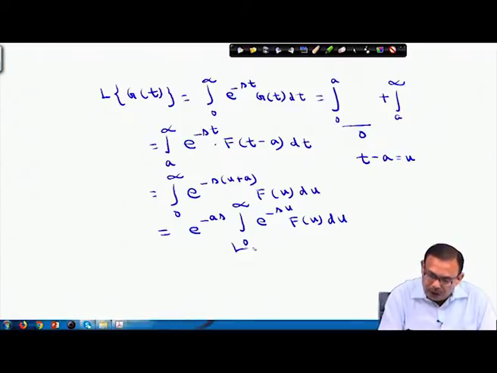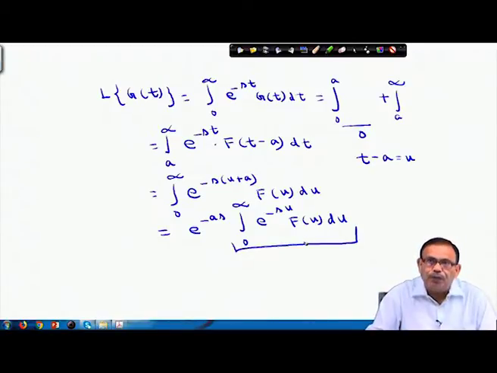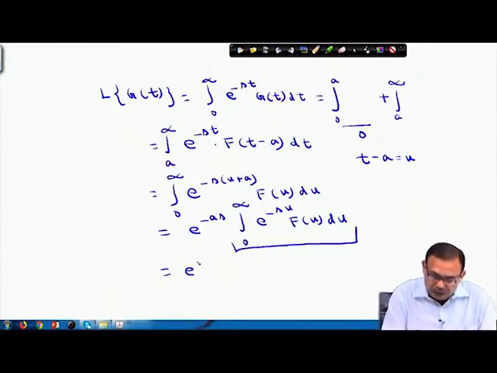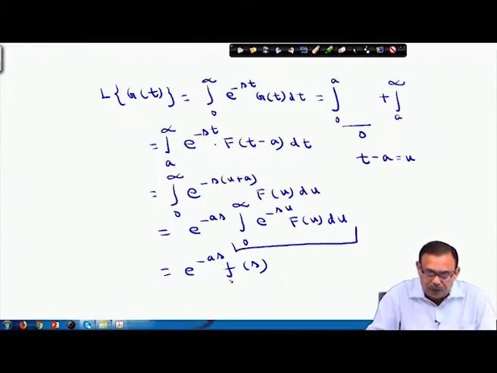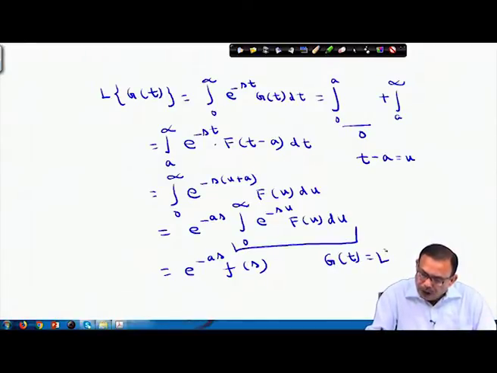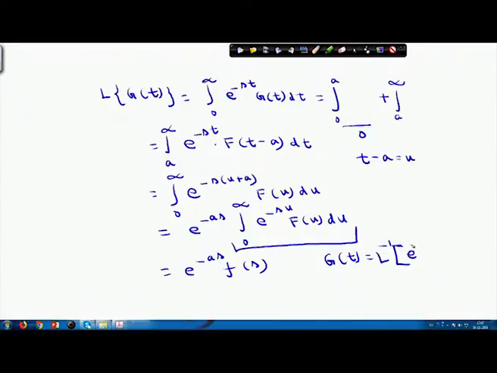This term is nothing but the Laplace transform of f(u), because the integral from 0 to infinity of e to the power minus s u into f(u) du is F(s). So the Laplace transform of g(t) equals e to the power minus a s into F(s), or in other words, g(t) equals the Laplace inverse of e to the power minus a s into F(s), which completes the proof of the theorem. I hope it is clear to you.